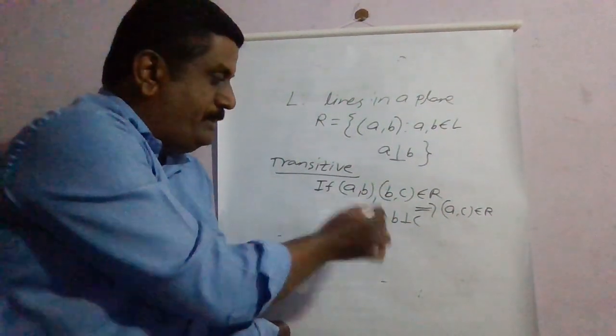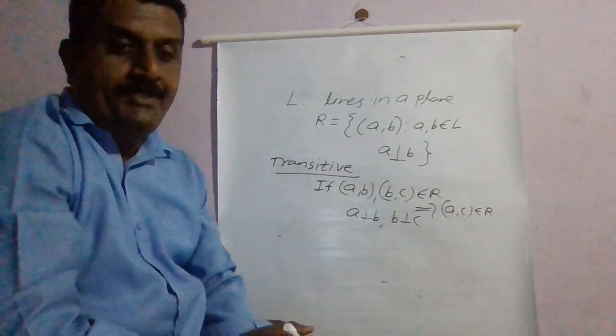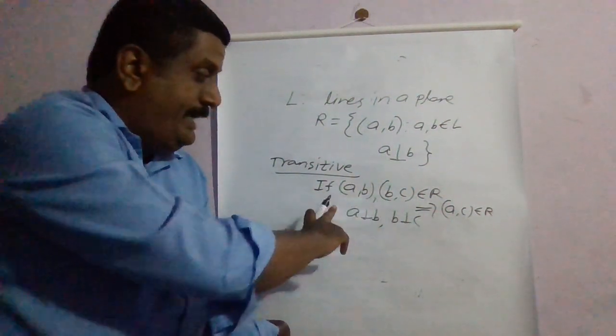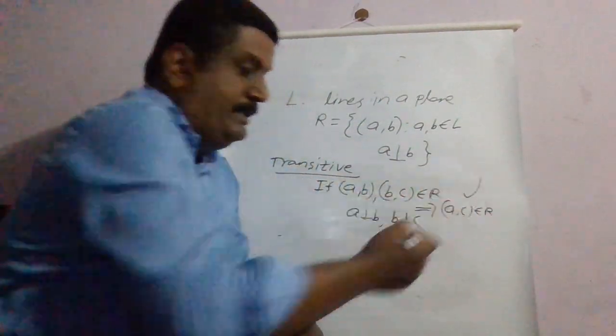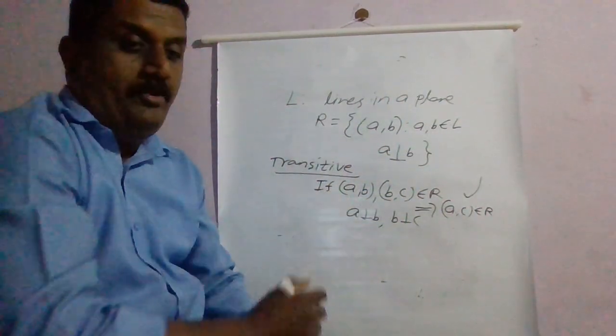Line A is perpendicular to B, B is perpendicular to C. Next you have to see whether A is perpendicular to C. Then only (A, C) belongs to R. If (A, C) belongs to R, it means A must be perpendicular to C.